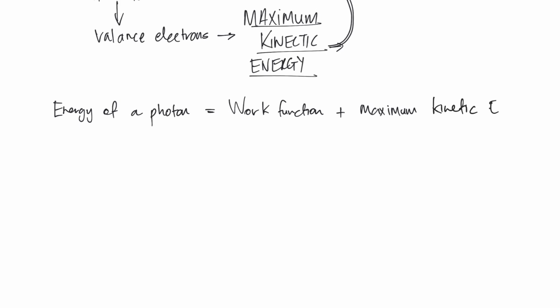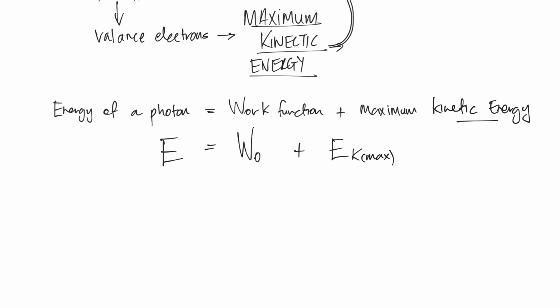Kinetic energy. Alright, so how would we write that down? I know the energy of a photon is E. I know the work function is W0. And I know that kinetic energy is EK, and we're going to call it EK max. Like that. So this is your formula.